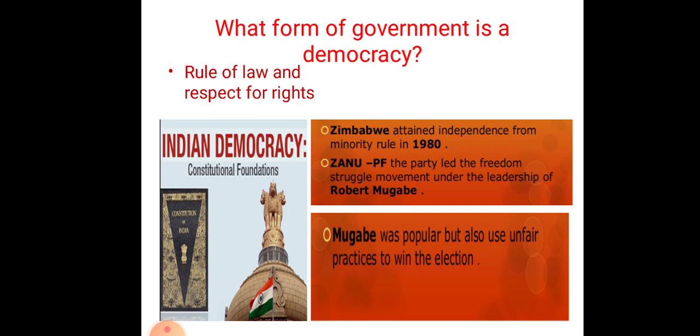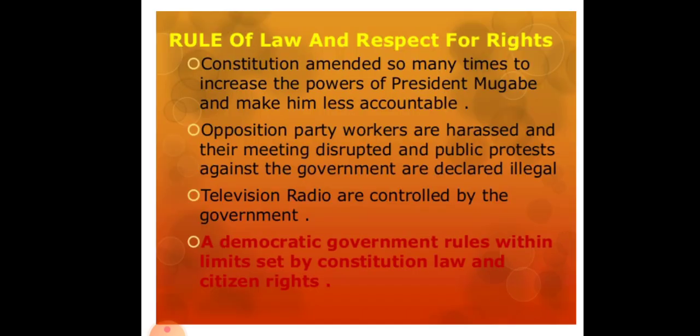Zimbabwe attained independence from white minority rule in 1980, and from then the country has been ruled by the party that led the freedom struggle, ZANU-PF. Its leader, Robert Mugabe, ruled the country since independence. Even though elections were held regularly, they were always won by ZANU-PF. President Mugabe was popular but also used unfair practices in elections.